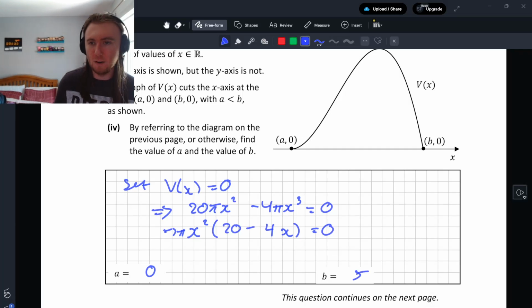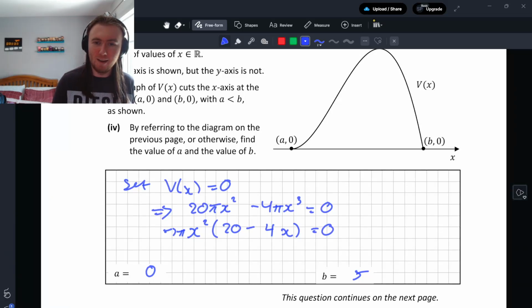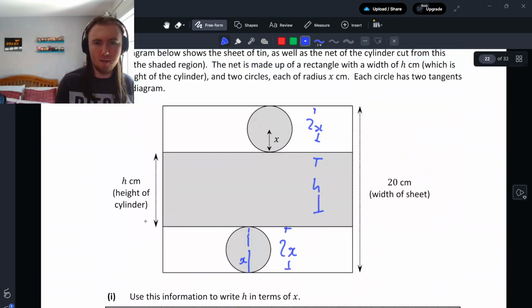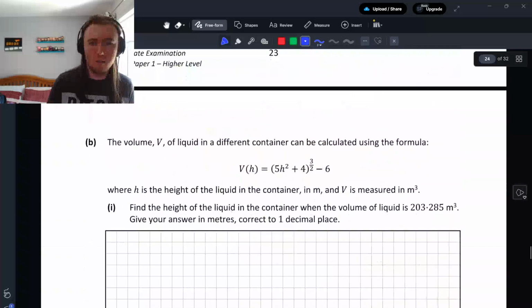Or b is 5. I'm pretty sure. I hope. Well, actually, b being equal to 5 would make sense, because you'll have 5, 10, 15, 20, so the height's going to get kind of crushed.